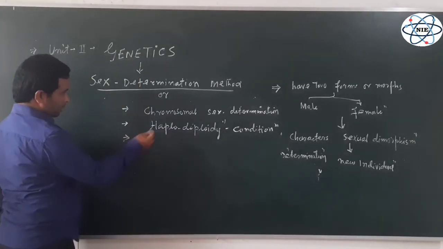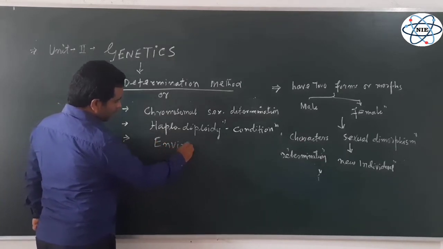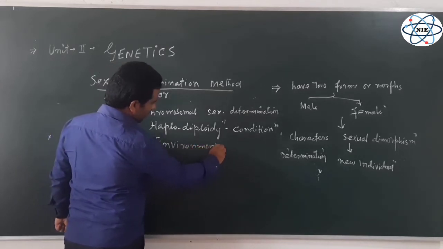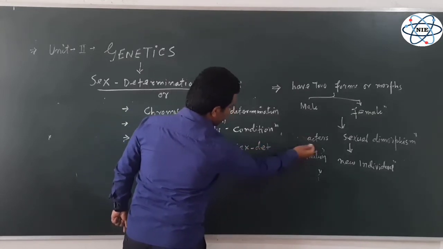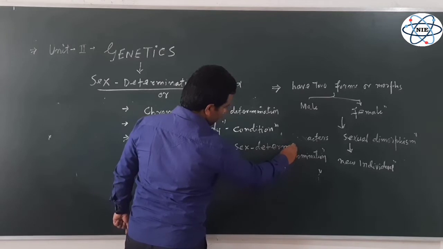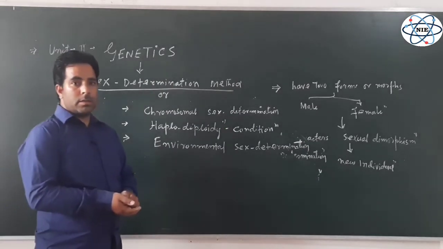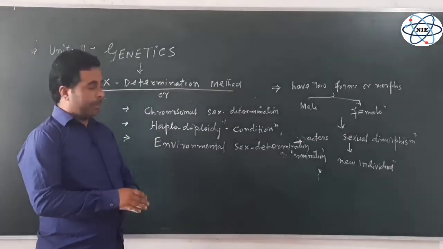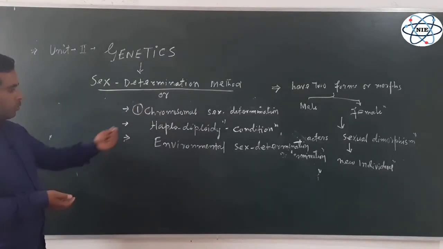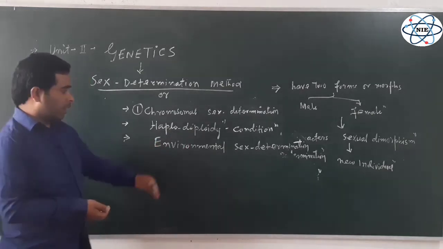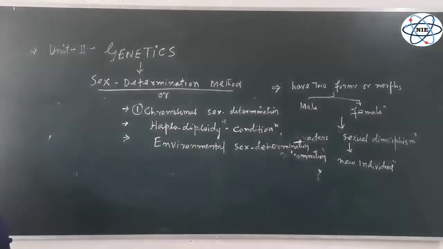And the third is the environmental. Here we will give some examples, that is environmental sex determination. So these are the three important methods of sex determination that we will discuss with examples, right? So first of all, we will start from here, that's chromosomal sex determination, and then we will go through the haploidy-diploidy system, and then lastly we will go through the environmental sex determination. So let me start from here, that's chromosomal sex determination.